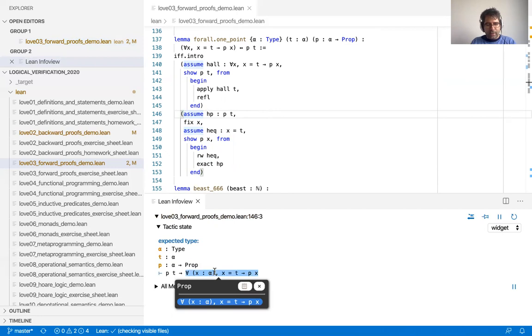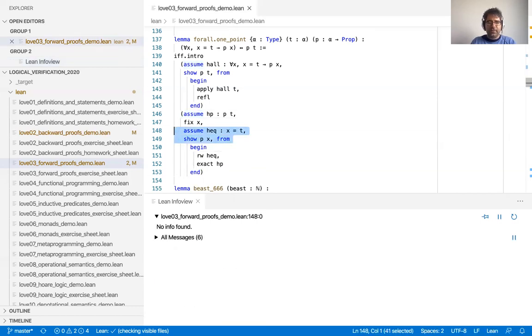So first you have this assumption here, then you have the for all, so that's going to be a fix x, and this is what you see upstairs. Then you have the equation, that's the assume HEQ equation. And then you have the show P x, right? So this accounts for these 4 lines. These are fully mechanical, just based on what we saw in the goal.